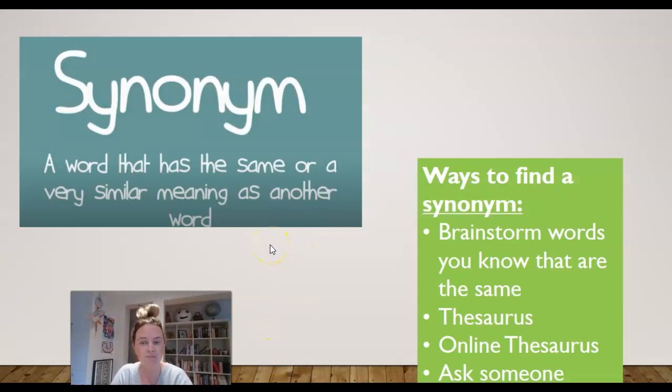Well, for hot, I might be able to find a synonym. What's a synonym? Hands up. Yell it out. Tell me. Yes, it says it on here. I know, Connor. A word that has the same or a very similar meaning as another word.